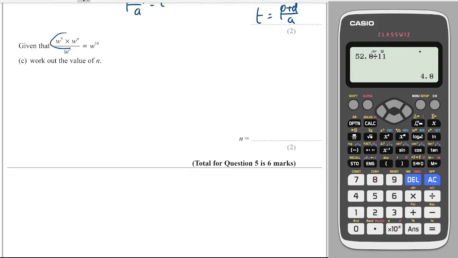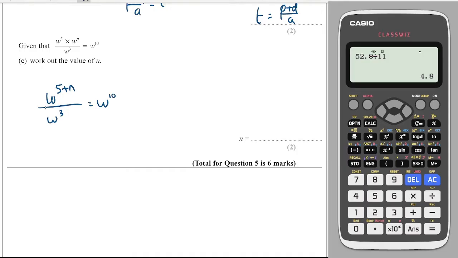So when I multiply letters or numbers that are the same, the powers will add. So this will give me 5 plus n as the new power, and that'll be over w to the power of 3, which is equal to w to the 10.